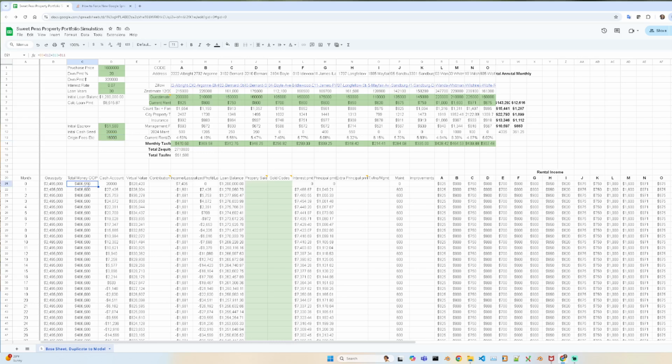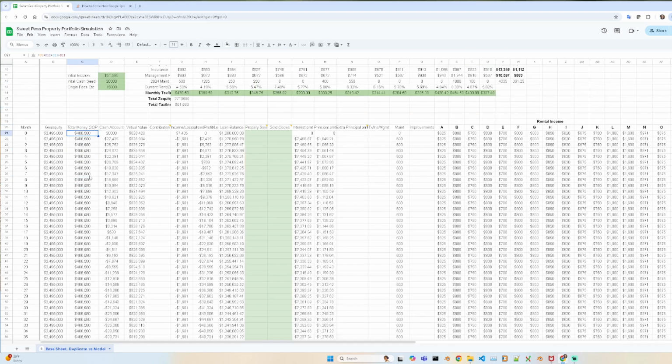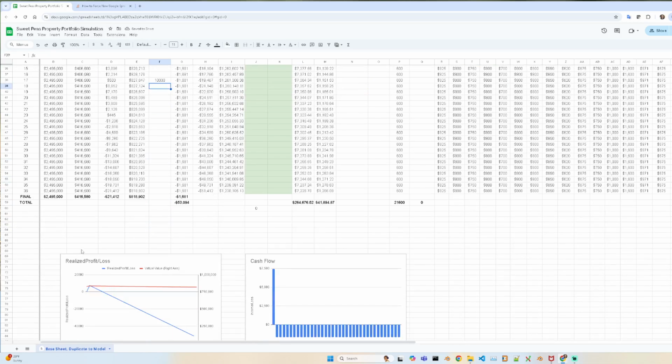So first, we've got this total out of pocket right here. This will only change if, for example, we notice that the bank account is getting low and we needed to put 10,000 in here. So you would see that the total out of pocket would go up.